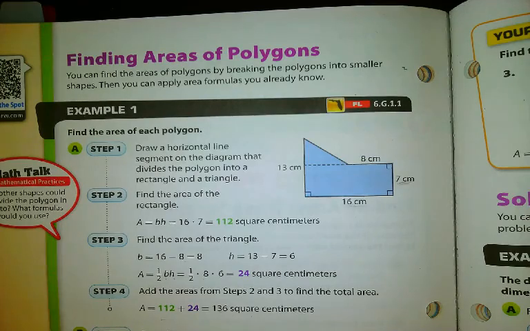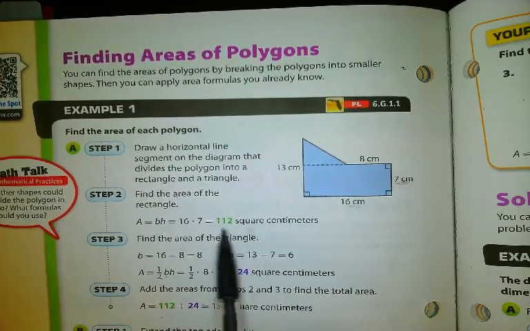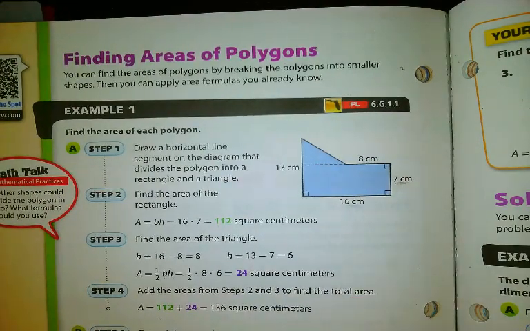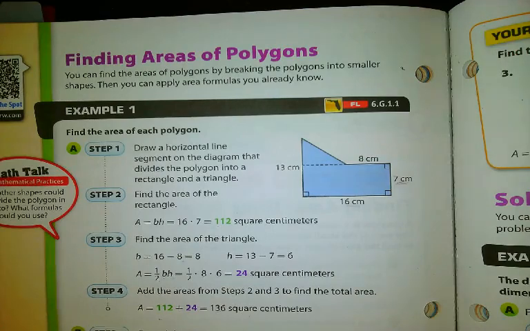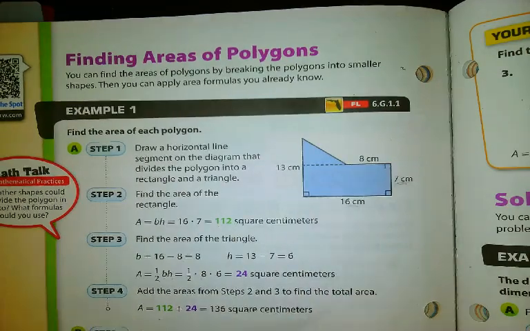So that's for your rectangle. So we want to find that area. Base times height, 16 times 7. So we notice that we have 112 square centimeters. So remember, it's square centimeters because you're multiplying centimeter times centimeter. That gives you squared centimeters. So you're at 112 square centimeters just for the area of this rectangle.